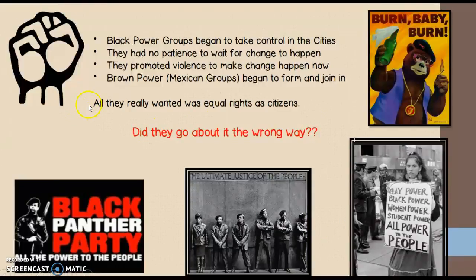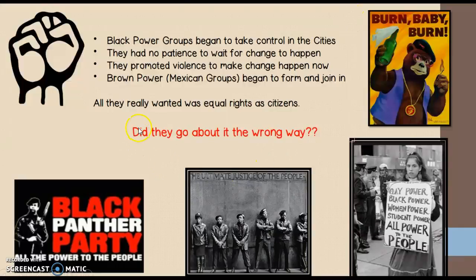Their intentions were good. All they really wanted was equal rights for everybody as citizens. But they got too physical. They started to fight people in the streets. They started to tear down cities. They started to burn things. And their new slogan was "Burn, Baby, Burn." Because they thought if they did some bad things that it would draw attention to the wrongs that were happening in their city. They thought in the end it would help.